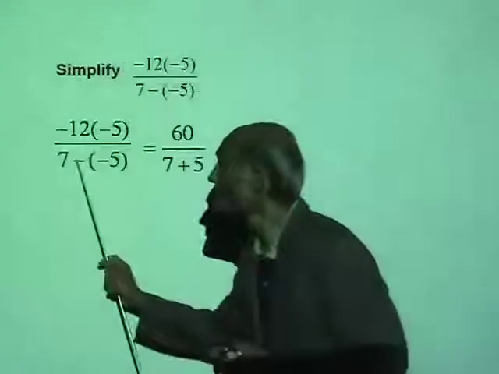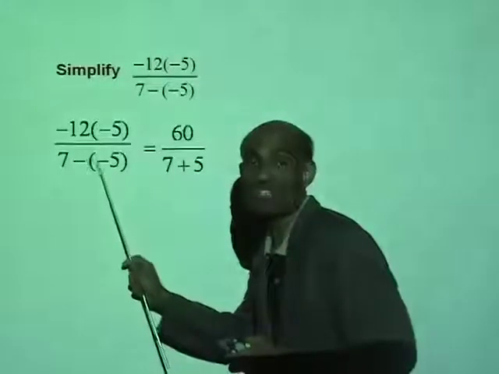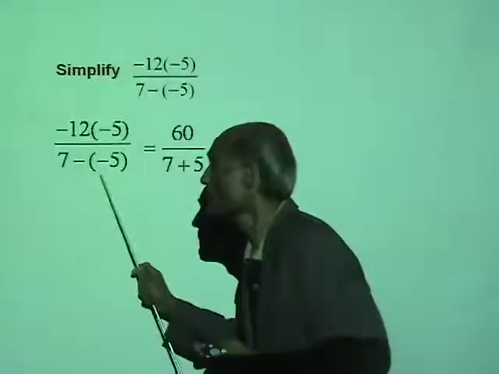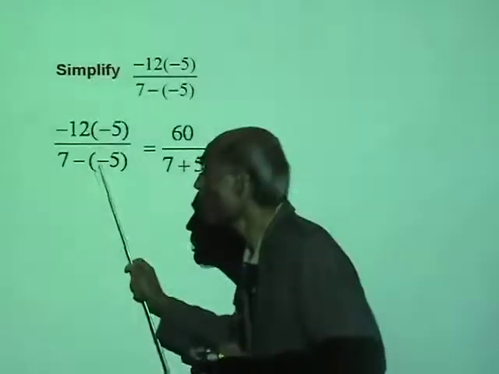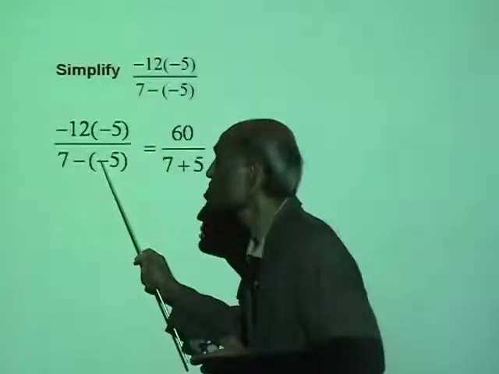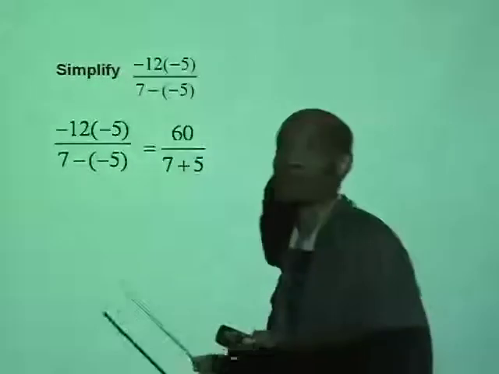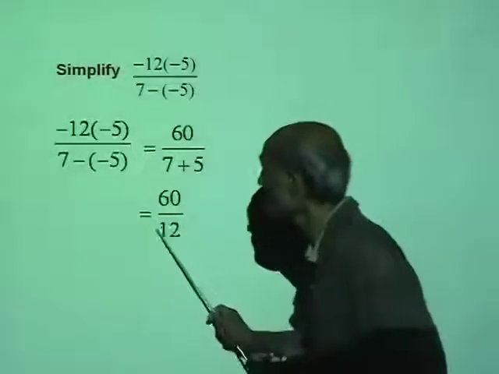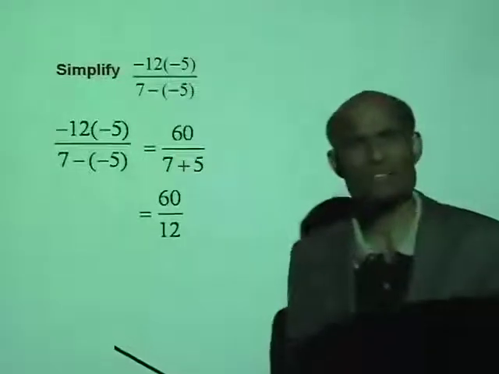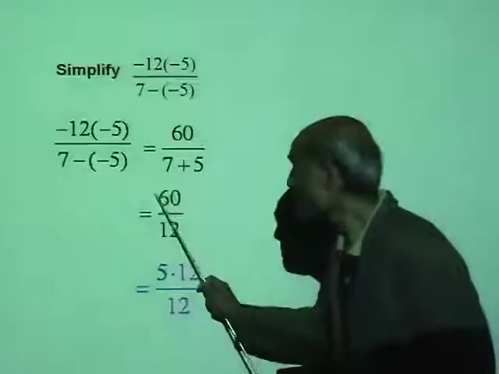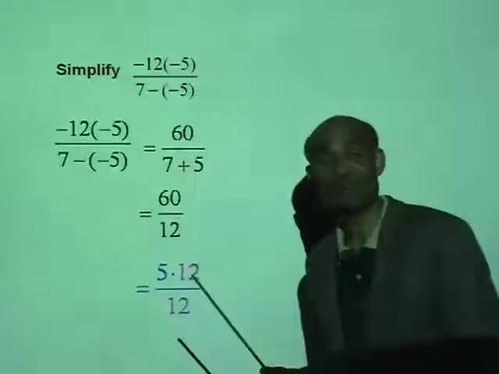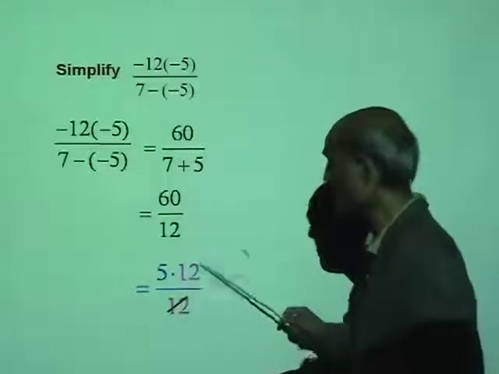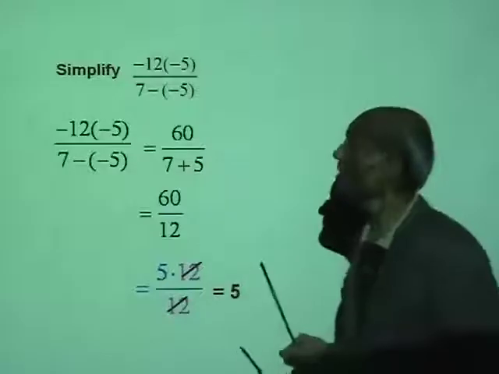And on the denominator, 7 minus negative 5. A negative sign followed by a negative sign. Double negative. It becomes positive. 7 minus negative 5 is 7 plus 5. So 60 divided by 7 plus 5 is 12. What is 60 divided by 12? 60 can be factored as 5 times 12. 5 times 12 is 60. And the 12 goes. The answer is 5.